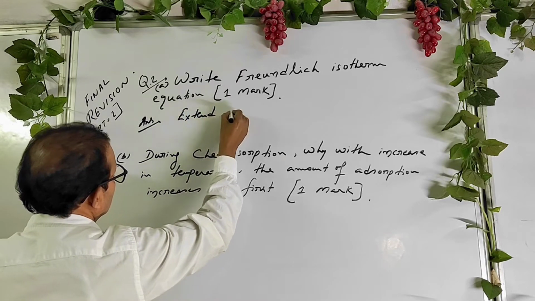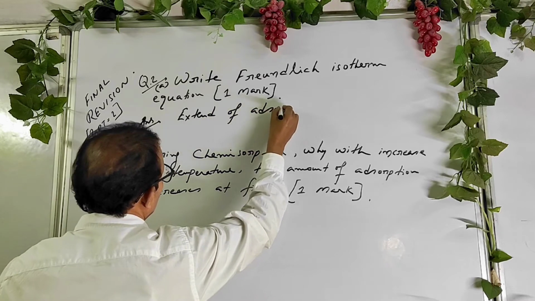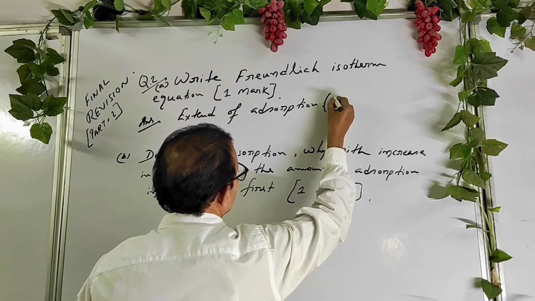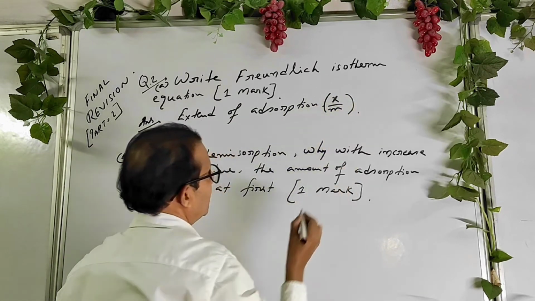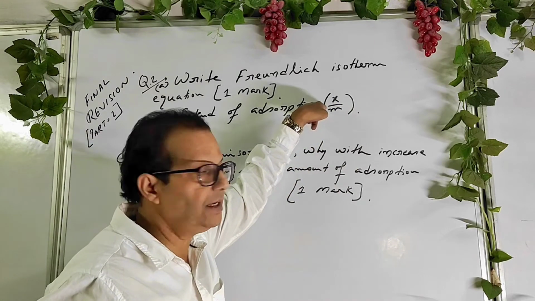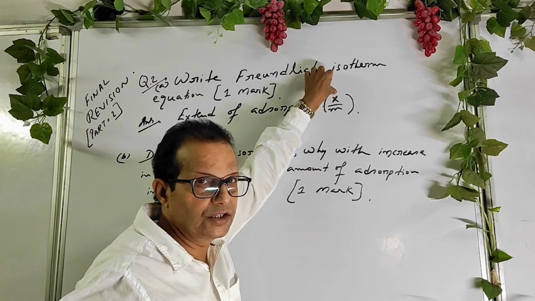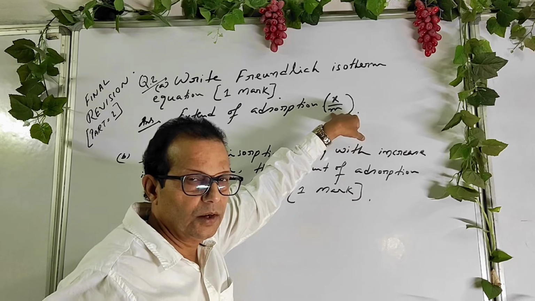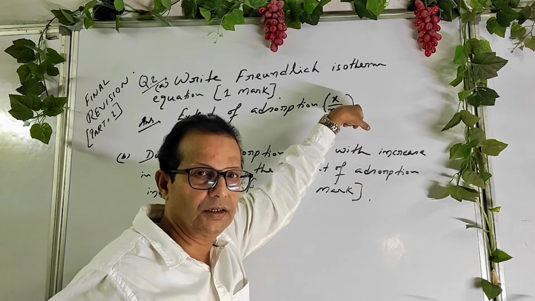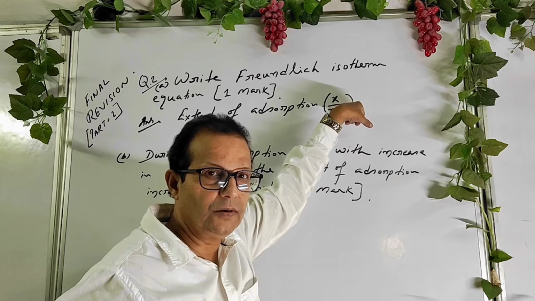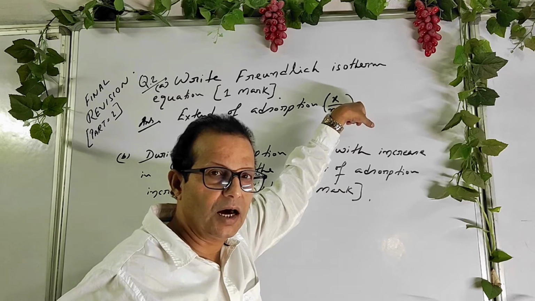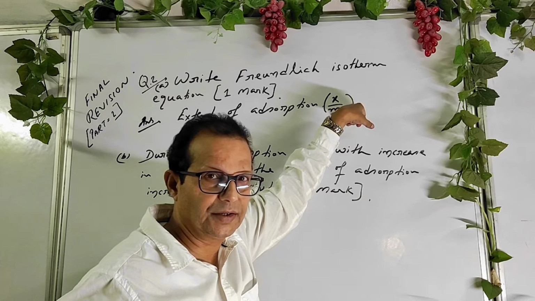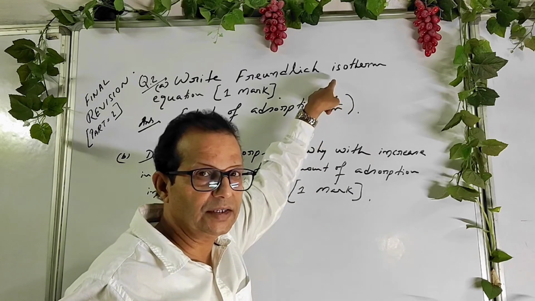Extent of adsorption, that is x by m. No need to write, only listen. x is the mass of adsorbate, m is the mass of adsorbent. If ammonia gas is passed over a piece of charcoal, then ammonia gas molecules are adsorbed on the charcoal. So here charcoal is the adsorbent, with mass m, and ammonia is the adsorbate.